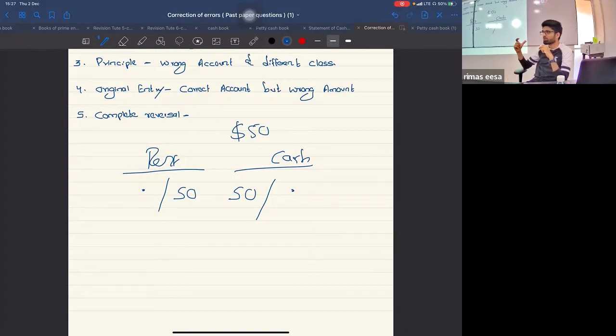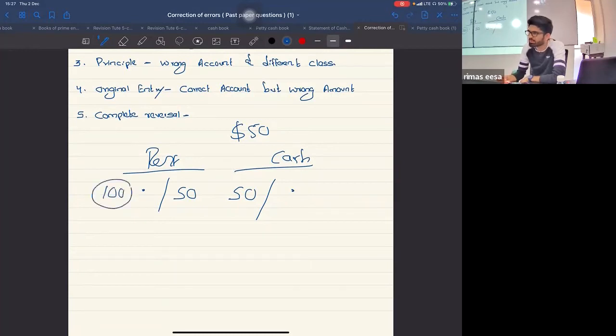But you know where the problem is? Some people go wrong while correcting this error. Can you tell me how much should I debit in the rent account to correct it? 100. You all are legends. Correct? Very good. So what should I do to the rent account? I have to debit 100.